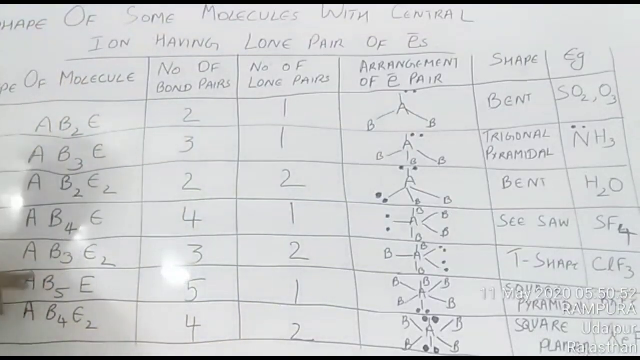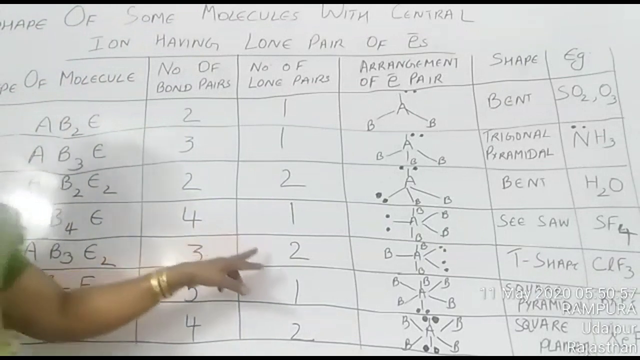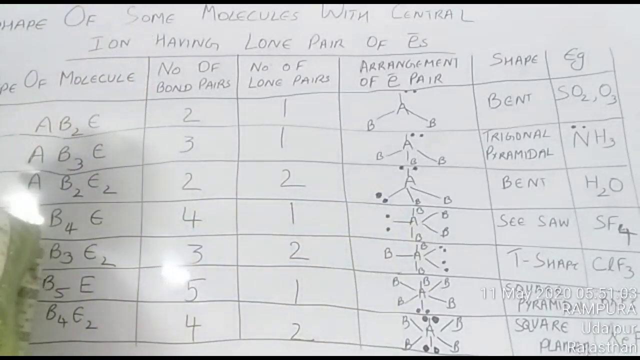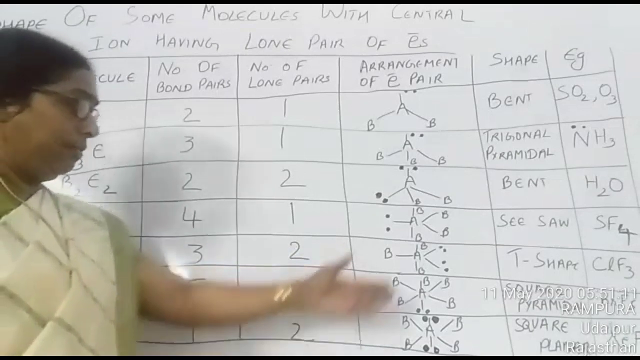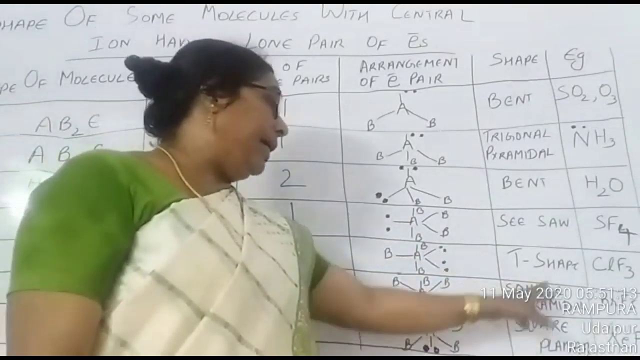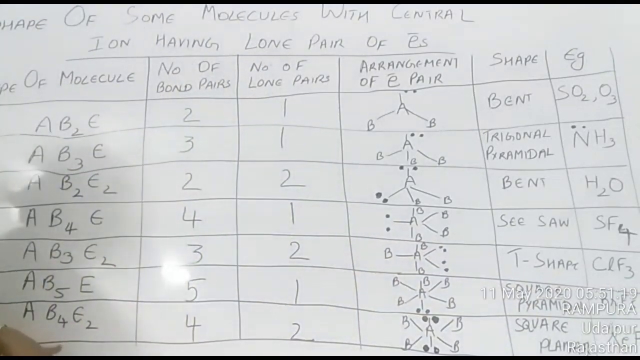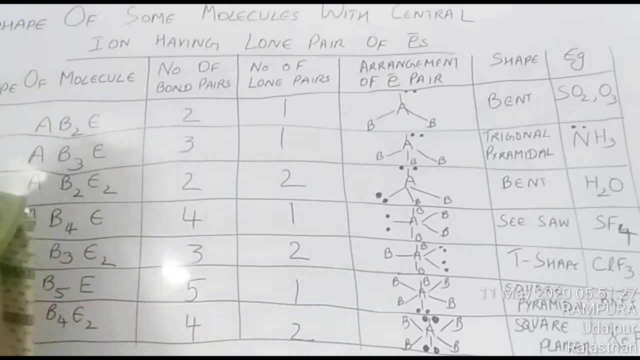Next, consider AB3E2. That means the compound possesses 3 bond pairs and 2 lone pairs. The geometry will be T-shaped, and the example we can consider is ClF3. Next, consider AB5E, where it has 5 bond pairs and 1 lone pair. So the geometry will be square pyramidal, and the example is BrF5. The last one: if the molecule type is AB4E2, that is it has 4 bond pairs and 2 lone pairs, then it will have a square planar structure, and the example is XeF4.